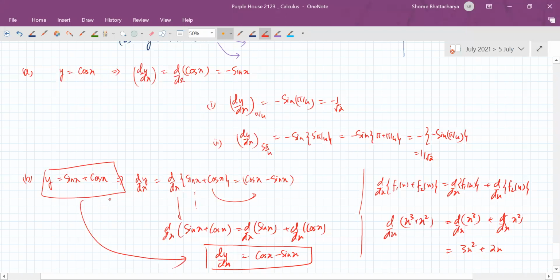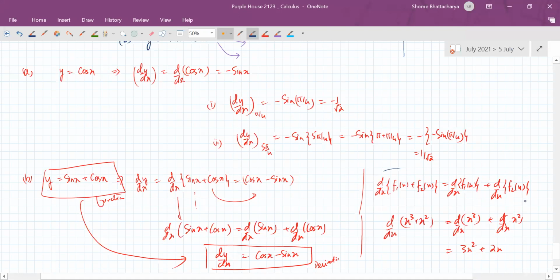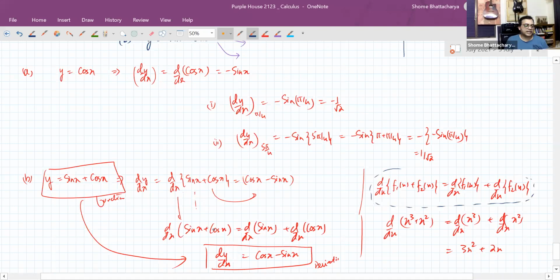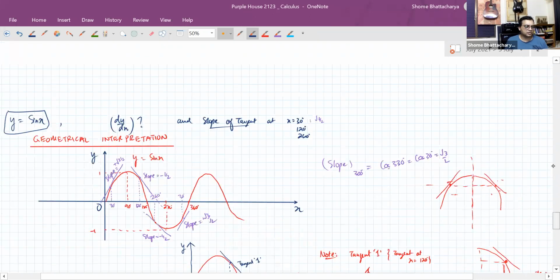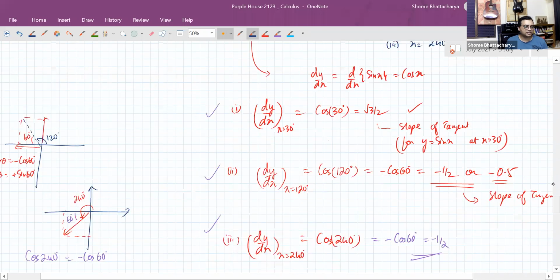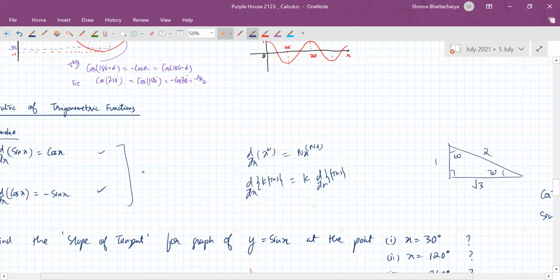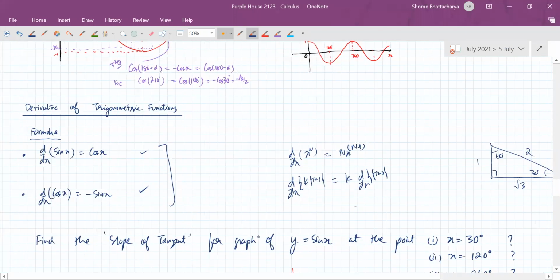Sir, you showed the formula which you explained earlier? The formula, right, beta: the derivative of sin x is cos x, and the derivative of cos x is minus sin x. This same thing, right? This formula. I just referenced that formula. Okay, sir.